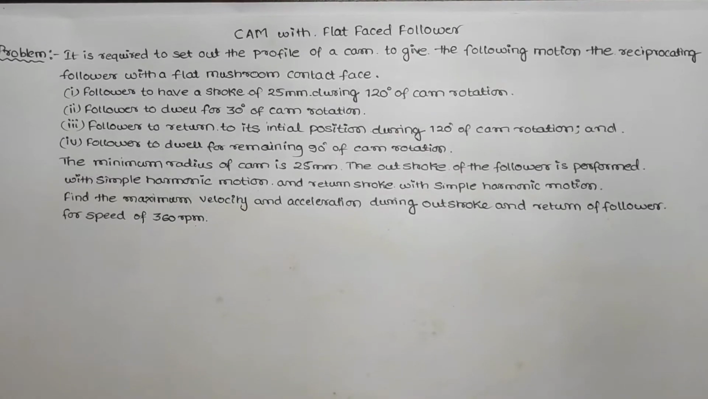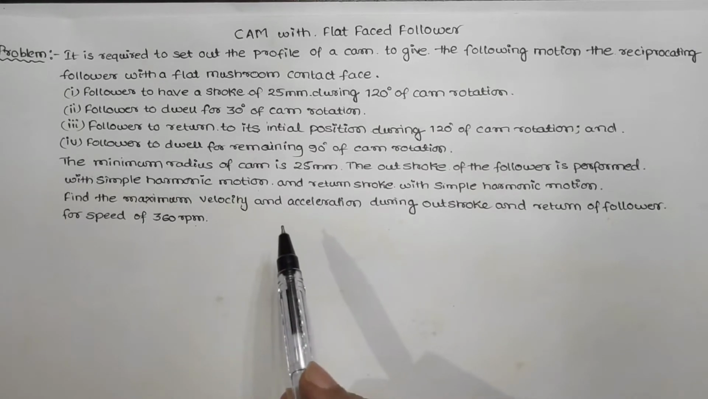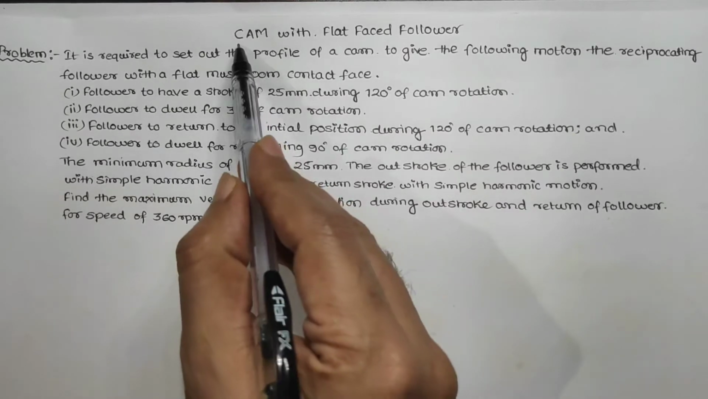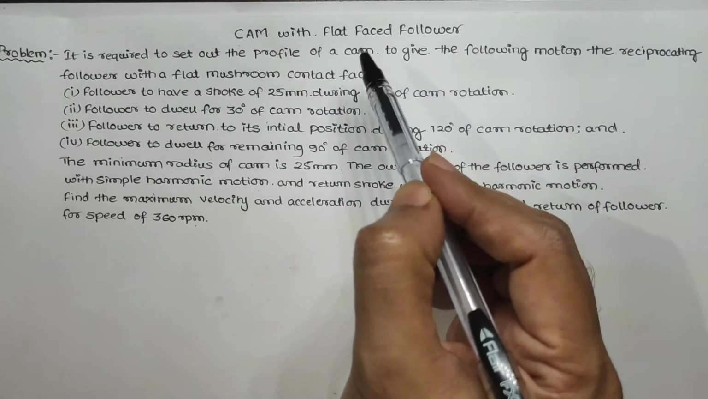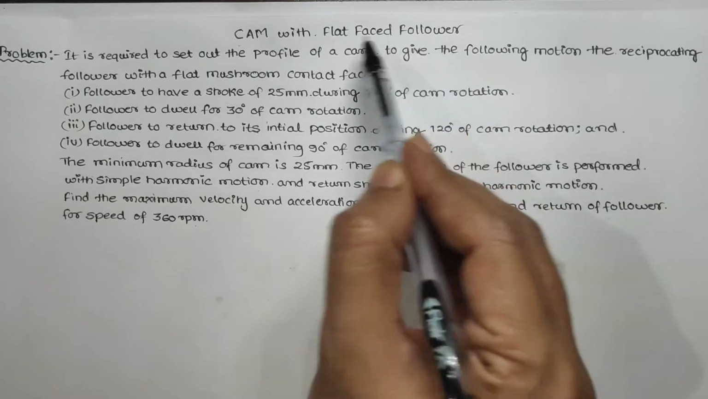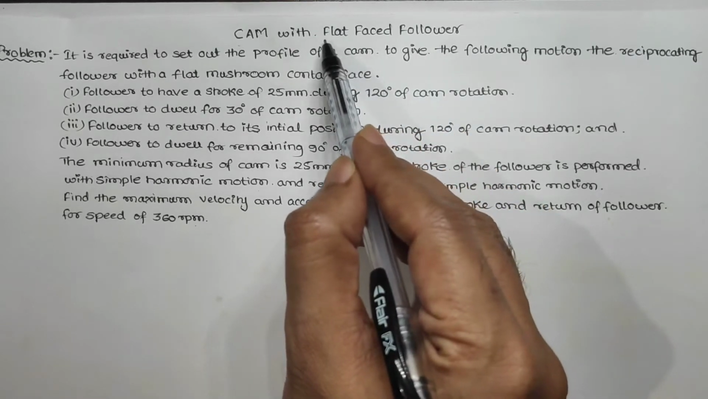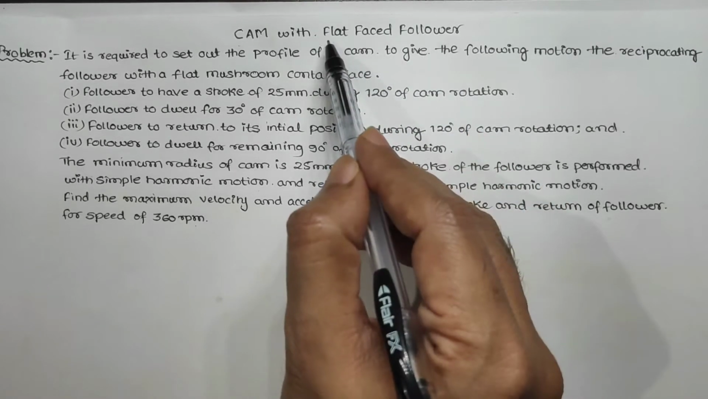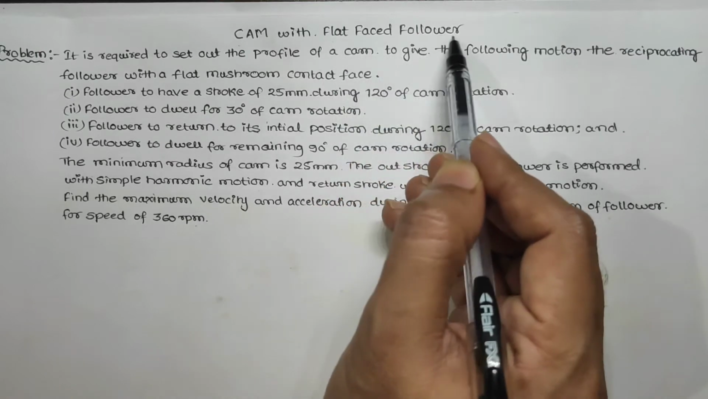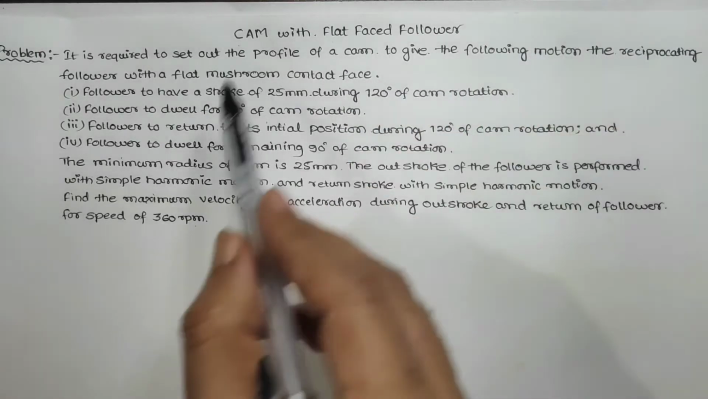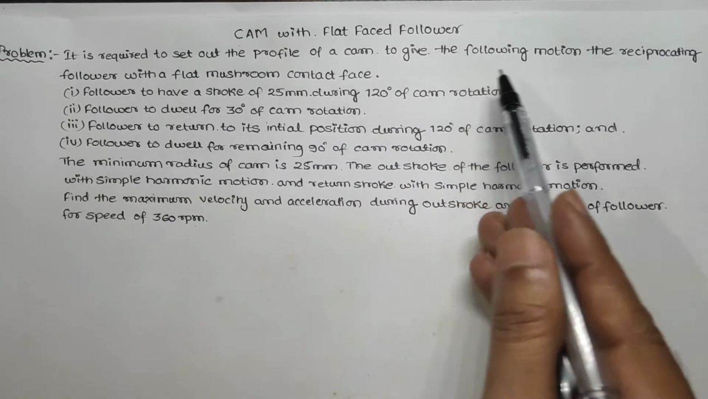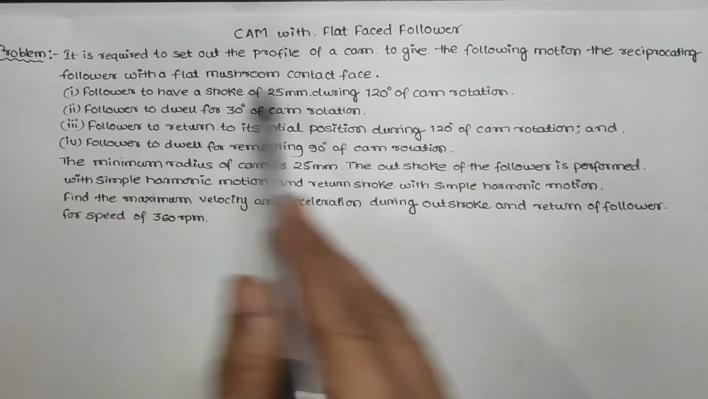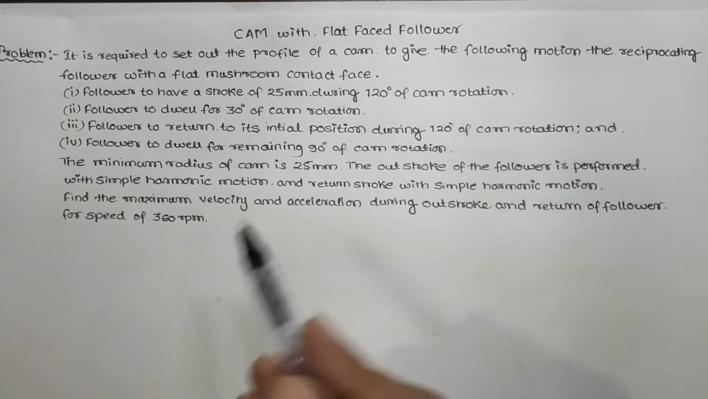Let's start our session with a new type of problem, cam with a flat faced follower. Till now we have done knife edge type of a follower and a roller type of a follower. Now we have to study about flat faced type of a follower. Here the problem statement will be the same as what we have studied earlier. Let's read the problem, understand and extract the data.